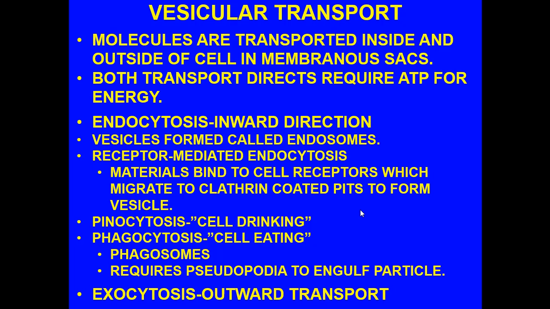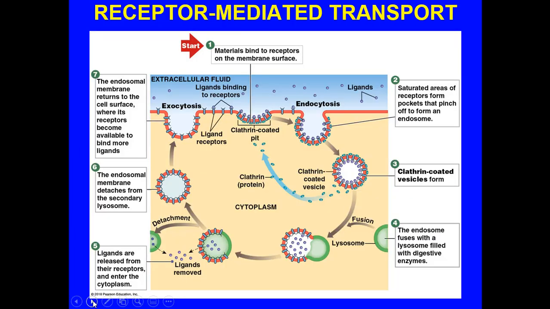Now, the interesting thing is that stretching out the cell membrane to engulf and bring it in requires what are called pseudopodia. Pseudopodia are sort of like false feet. They're extensions of the cell membrane. They are used to engulf, trap and encapsulate that particle, and that encapsulation is a vesicle that we call a phagosome. Exocytosis is the outward transport, which I'll show you in a minute.